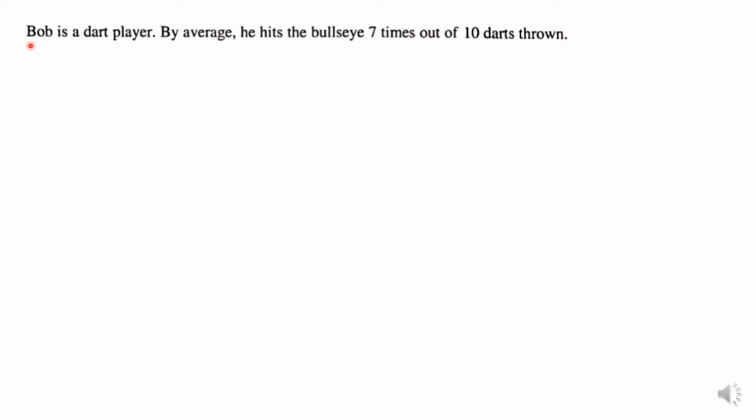From the early part of the question, it was given that Bob is a dart player. On average, he hits the bull's eye 7 times out of 10 darts thrown. What is this that you understand? You should know that this is the probability of Bob hitting the bull's eye. So for each dart, the probability for Bob to hit the bull's eye is 0.7 because 7 divided by 10 is 0.7. Now each game is given 3 darts.